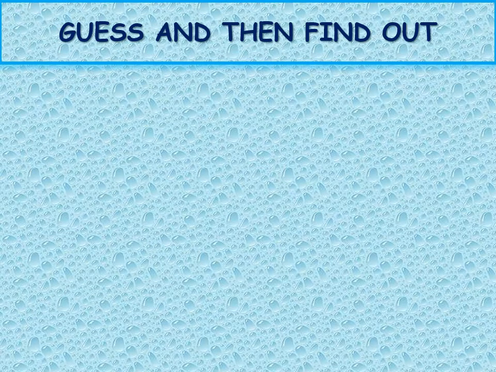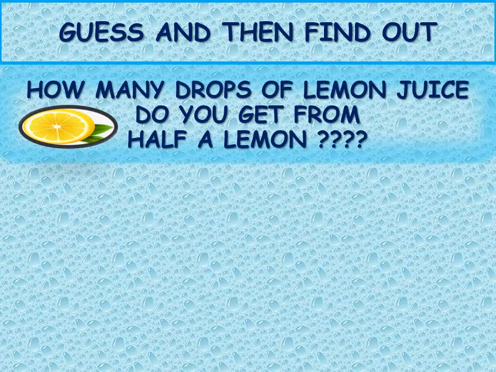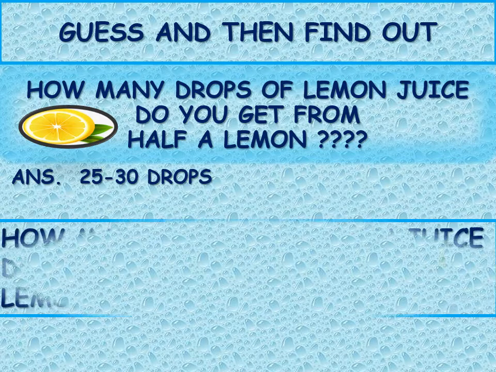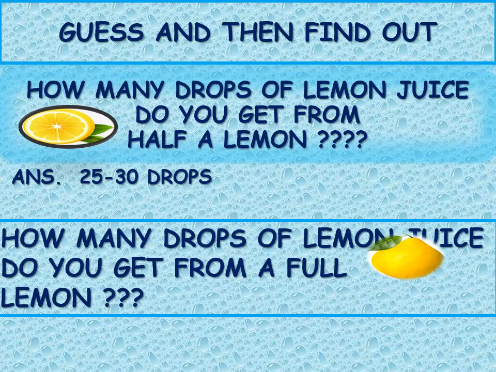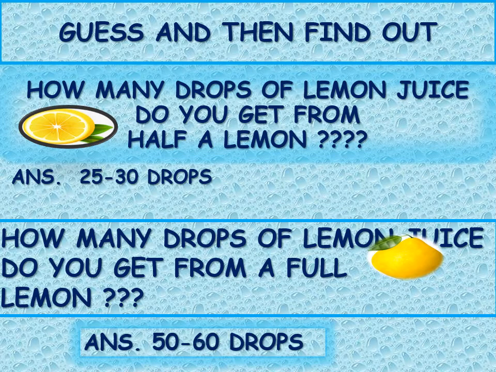Now children, I told you, don't forget to count drops of lemon which you get from half a lemon. So how many drops of lemon juice did you get? Yes, 25 to 30 approximately. Maybe you can get more also. So if you are getting 25 to 30 drops from half a lemon, how many drops will you get from a full lemon? Yes, you guessed it right. It is 50 to 60 drops.